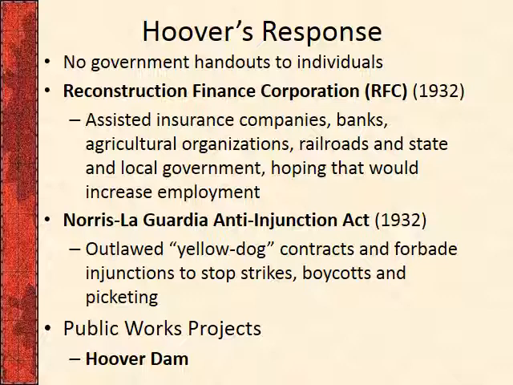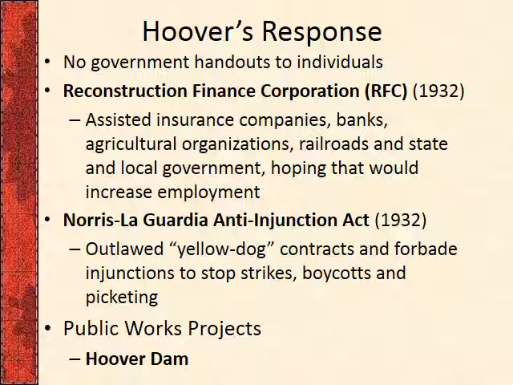One of the social welfare pieces of legislation that Hoover and the government passed in 1932 was the Norris-LaGuardia Anti-Injunction Act. It outlawed yellow dog contracts, which said that the workers were forbidden to form a union in a specific factory. It also stopped federal courts from issuing injunctions to stop strikes, to stop boycotts, and to stop picketing.